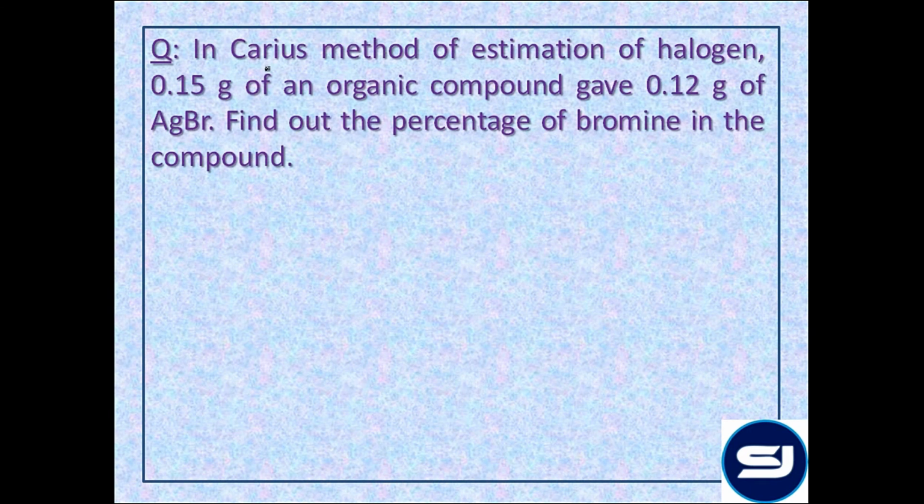In Carius method of estimation of halogen, 0.15 gram of an organic compound gave 0.12 gram of silver bromide. Find out the percentage of bromine in the organic compound. So now, to get the percentage of bromine, the formula was atomic weight of bromine, that is 80, upon atomic weight of silver bromide, which is 188, into weight of AgBr 0.12 upon weight of organic sample 0.15 into 100. So now, let's have a look at the solution.